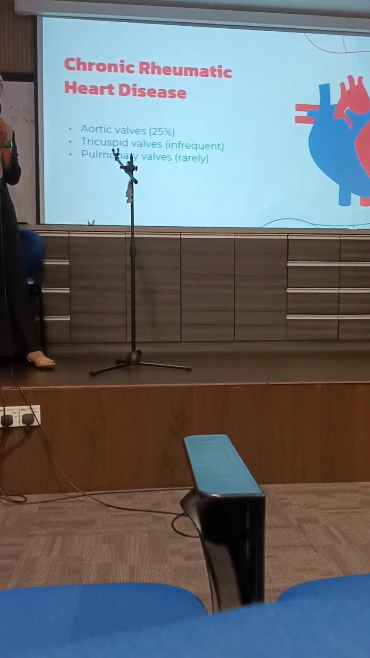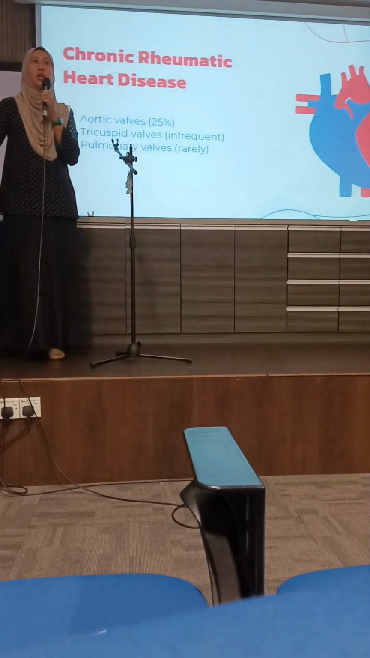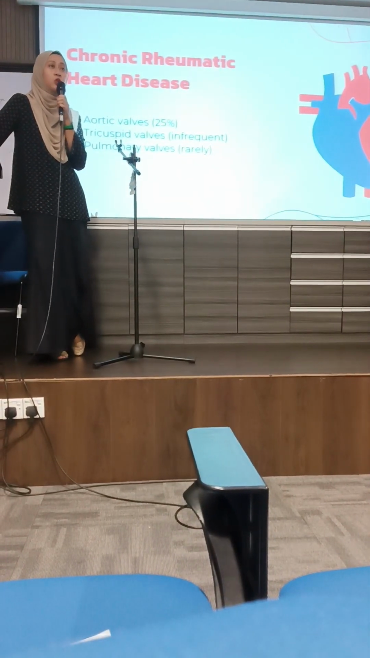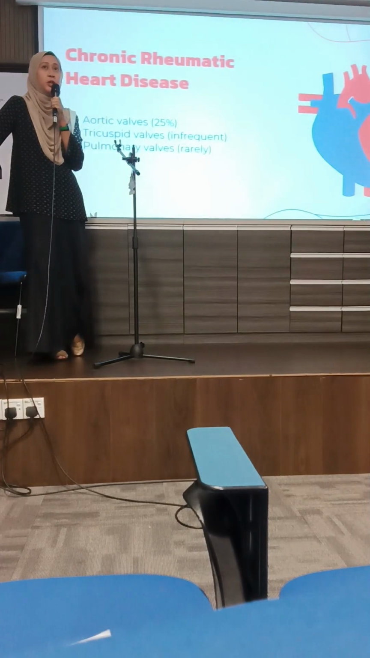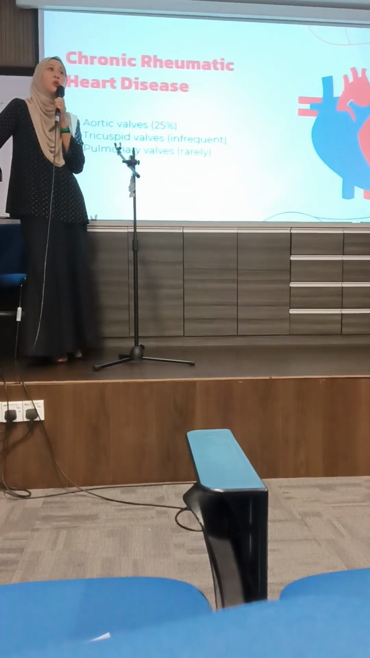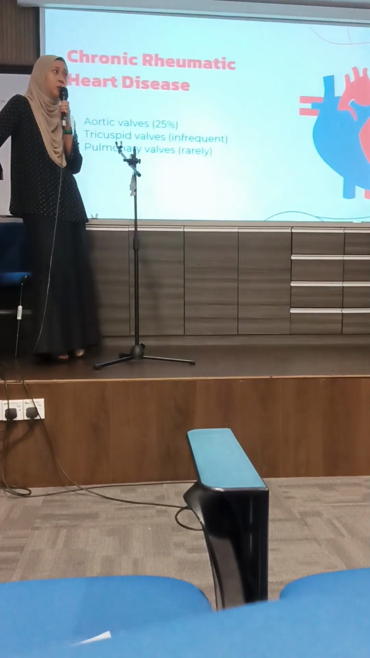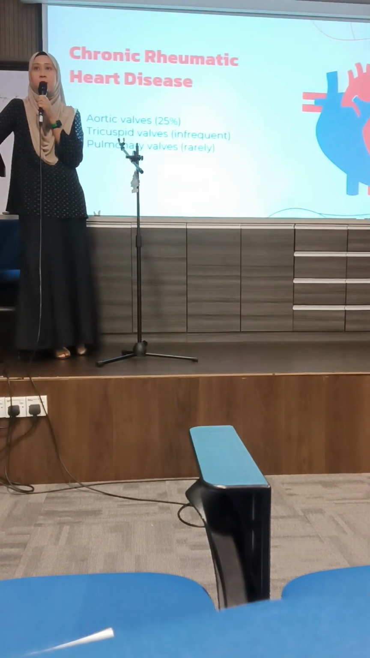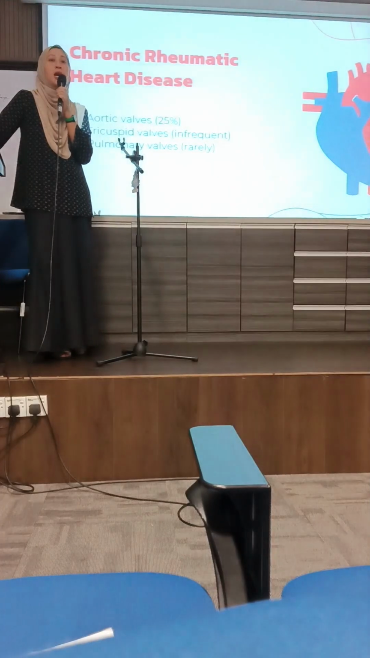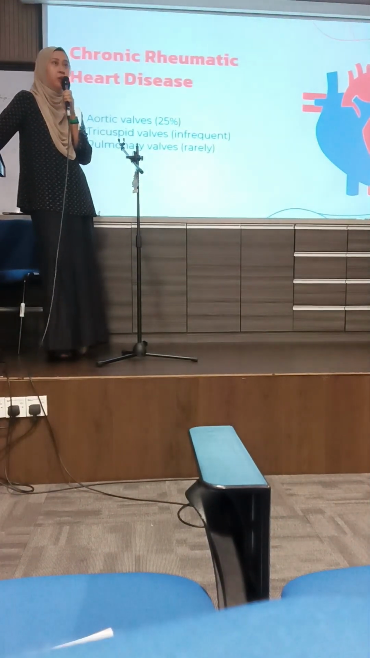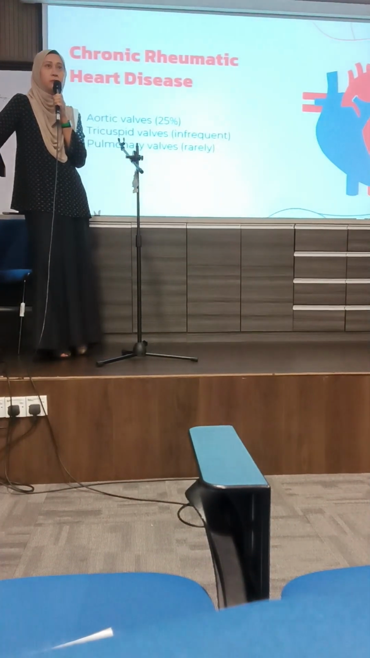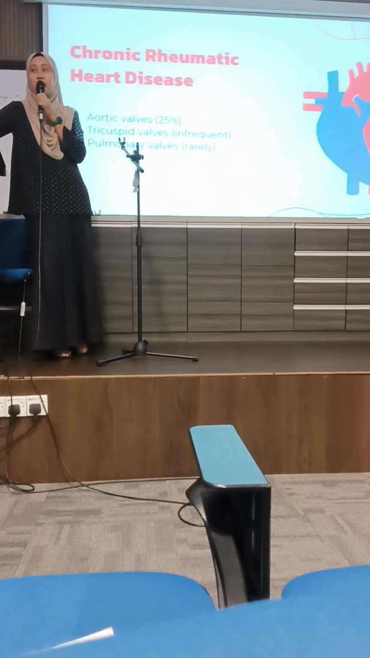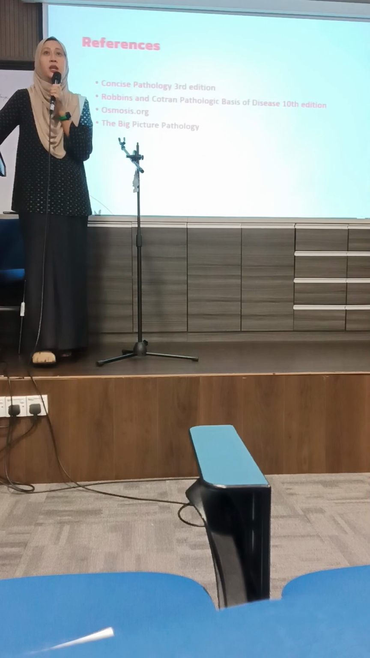Okay, so like I said, it can affect other valves, but the most common is the mitral valve, and most commonly mitral stenosis. It can also affect your aortic valve in 25% of cases, your tricuspid valve infrequently, and your pulmonary valve very, very rarely. Okay? Is that clear? And that is the end of my lecture. Any questions?